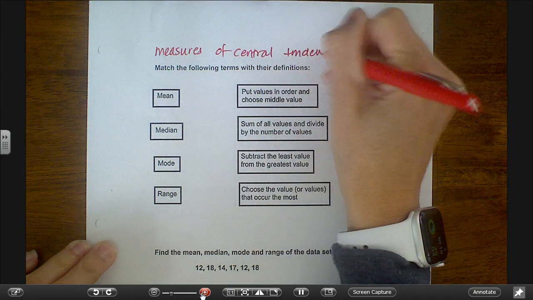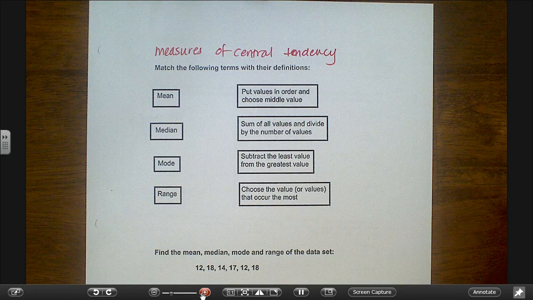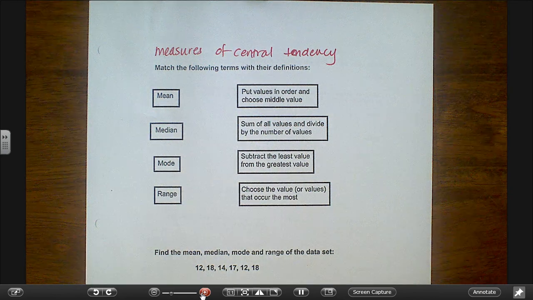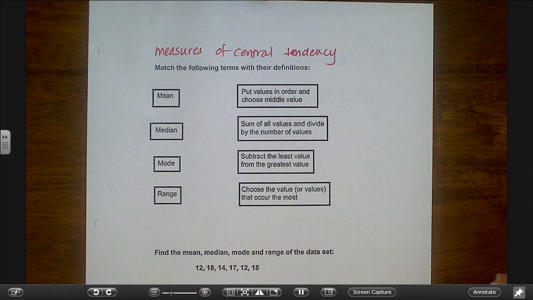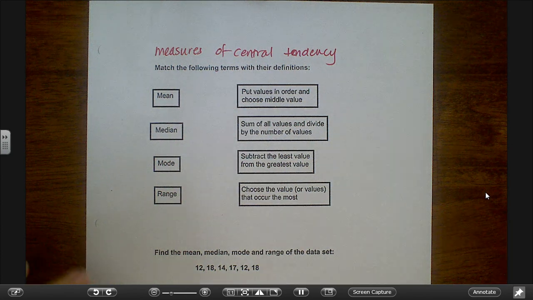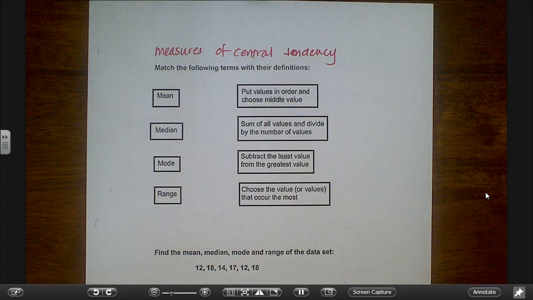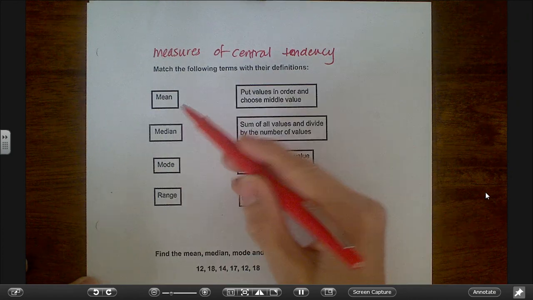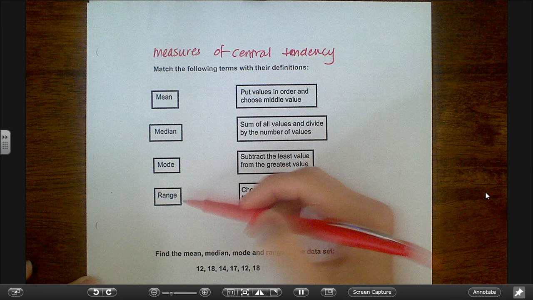There's others that we are not going to discuss today. There's standard deviation and that sort of thing, but we don't get that deep into data and statistics in this particular course. If you take AP Stats, then you look at standard deviation. But we just look at your four basic measures of data interpretation. So we have the mean, the median, the mode, the range.